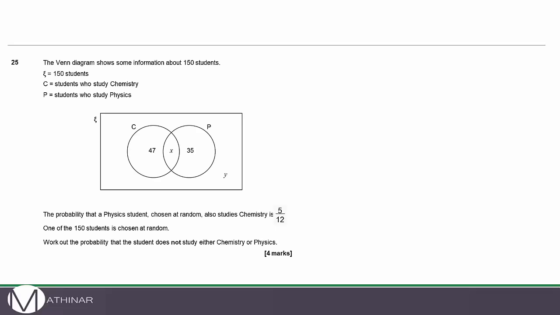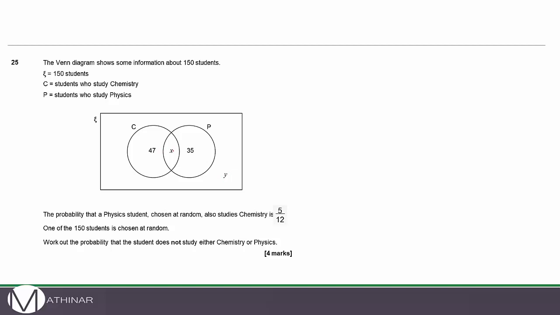Question 25. The Venn diagram shows information about 150 students. C represents the students who study chemistry, P represents the students who study physics, and the overlap would be the students who study both chemistry and physics. The probability that a physics student chosen at random also studies chemistry is 5/12. One of the 150 students is chosen at random. Work out the probability that the student does not study chemistry or physics. So it's asking us to work out the probability of Y here.